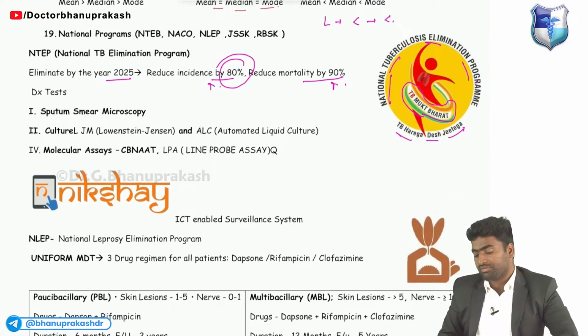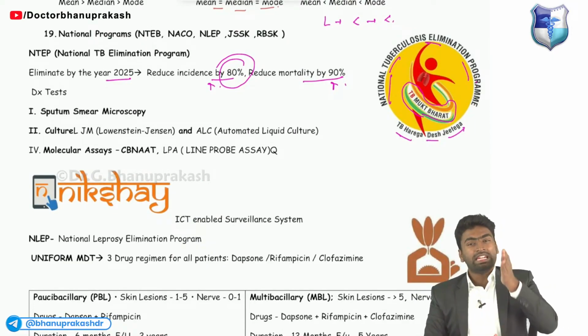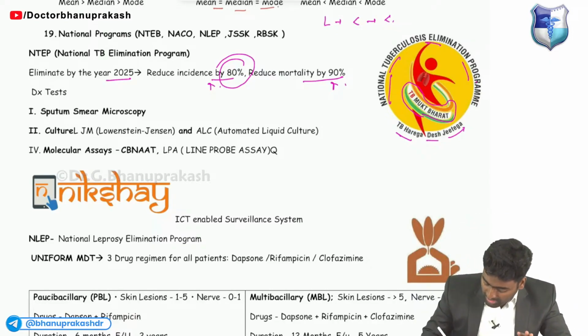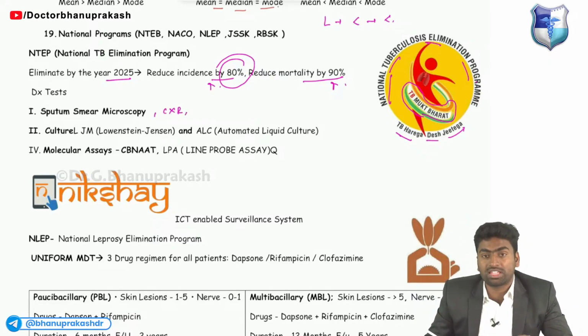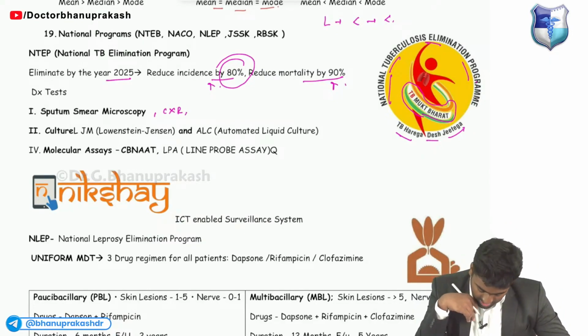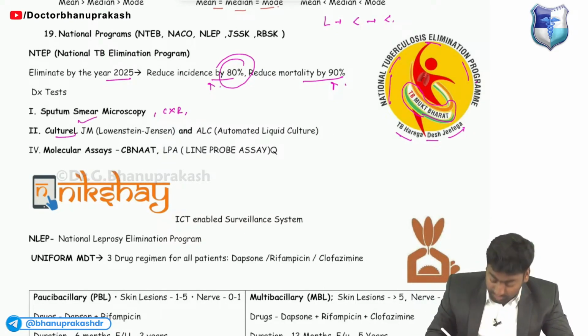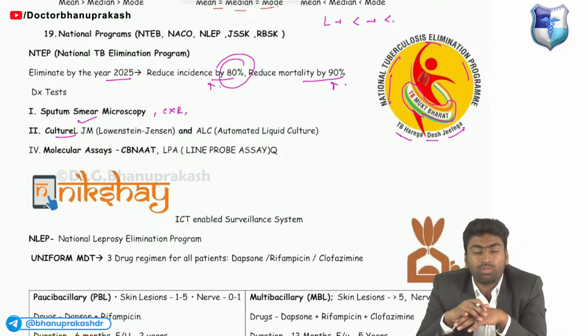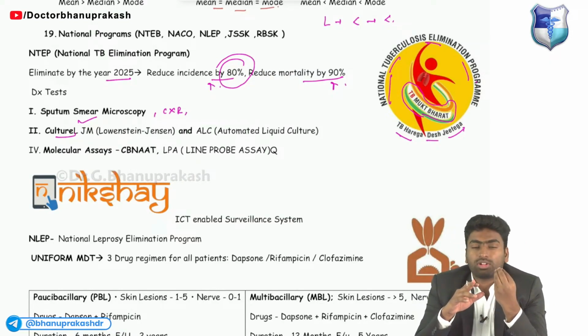Then for diagnosing TB, we'll use multiple tests. So what is the initial modality of diagnosis? Initially it is clinical along with sputum smear and chest X-ray. We'll do sputum smear and chest X-ray along with the clinical history. Then after that we'll do culture. Then once we make a diagnosis of TB nowadays, then what will we do? We'll do CBNAAT. With CBNAAT, we'll be able to confirm the diagnosis.